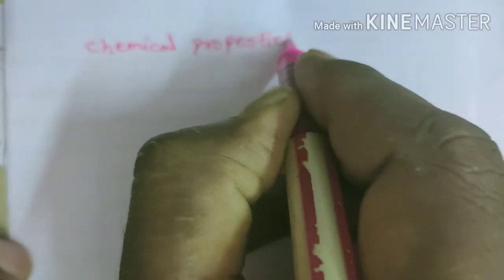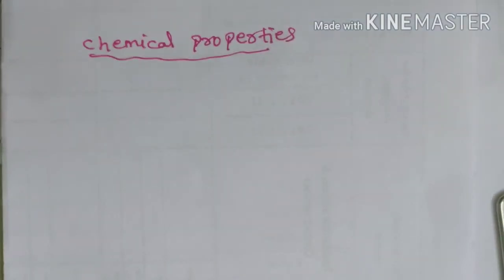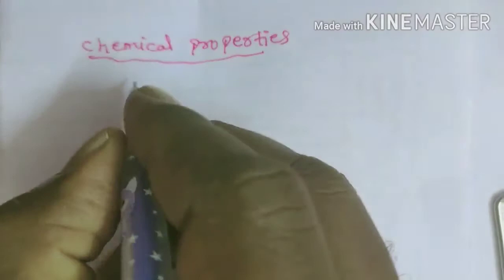Now we discuss the chemical properties of borazole or borazine. Chemical properties. Here borazole structure is very much similar to the benzene.